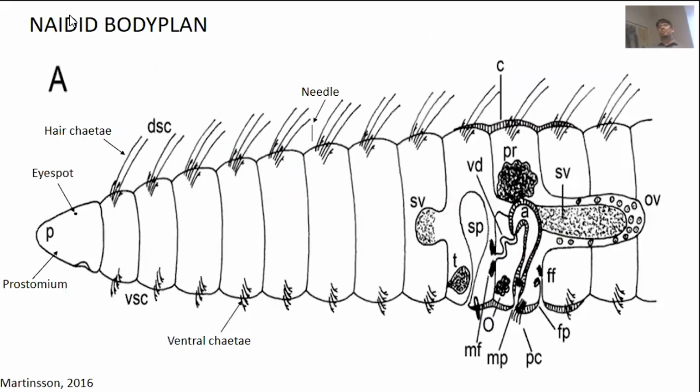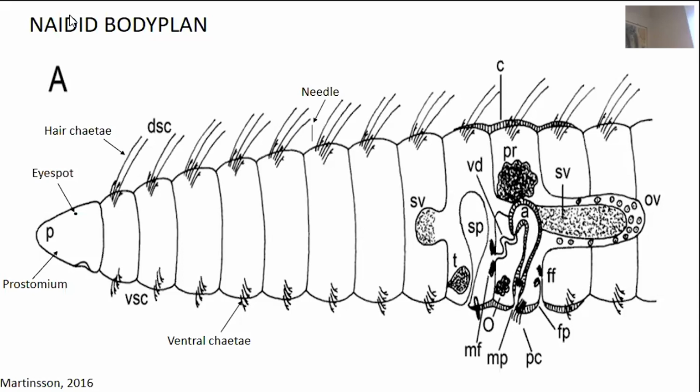This is the general Naidid body plan, probably the best image out there of one. The first part is your anterior end, the head region, which we call the peristomium. A lot of Naidids have an eye spot. There are some Naidids that don't have eye spots, but the species we're looking at do have eye spots. The biggest feature of Naidids is their chaetae.